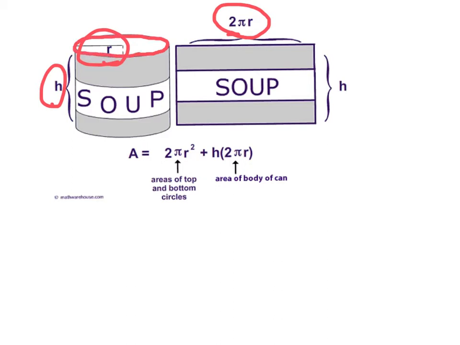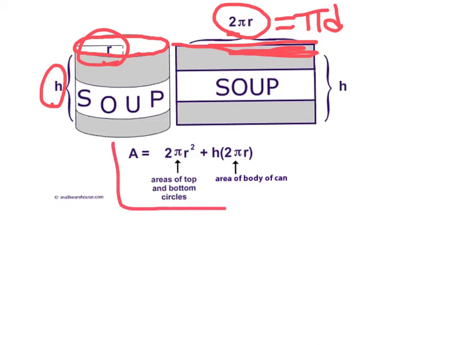Okay, that circumference right there is going to equal this distance. That distance right there. And this is the formula for circumference, 2 times pi times r. Now that's really the same as pi times diameter, because 2 times r is equal to diameter. All right, so that will help us understand then where this surface area formula comes from.